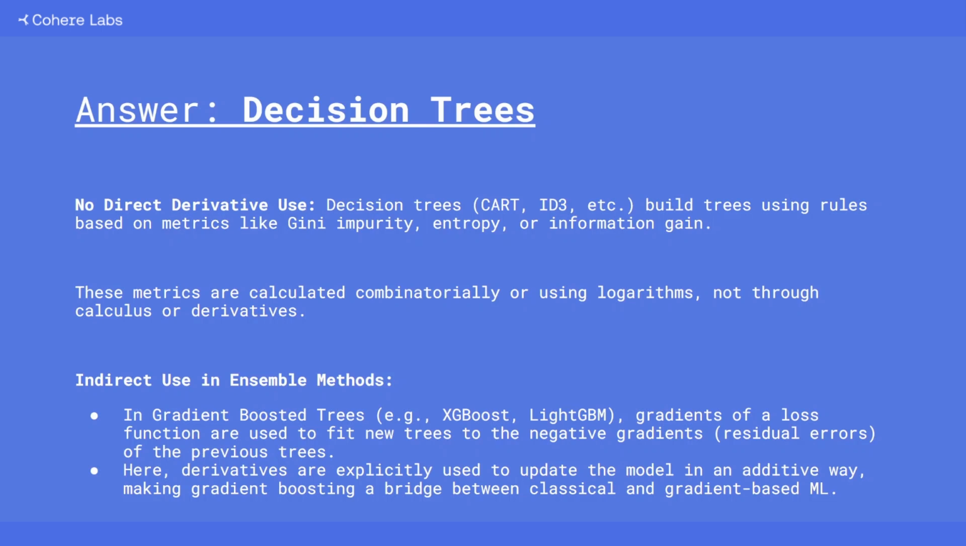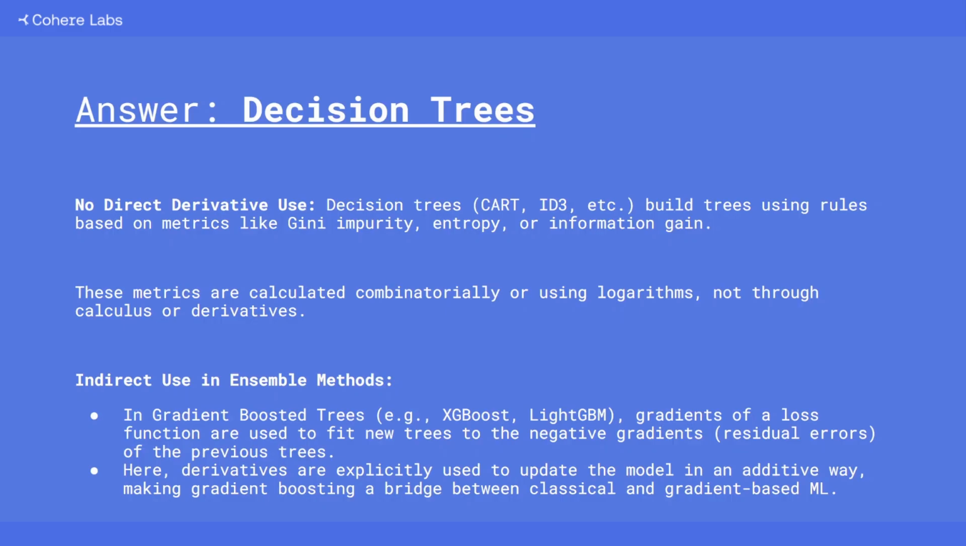However, there's indirect use in ensemble methods. This is important to open your mind to how, maybe not directly for decision trees, we use derivatives, but we often use decision trees in ensemble methods and ensemble algorithms. For example, in gradient boosted trees like XGBoost or LightGBM, gradients of a loss function are used to fit new trees to the negative gradients or residual errors of the previous trees. So here derivatives are explicitly used to update the model in an additive way, making gradient boosting a bridge between classical and gradient-based machine learning.